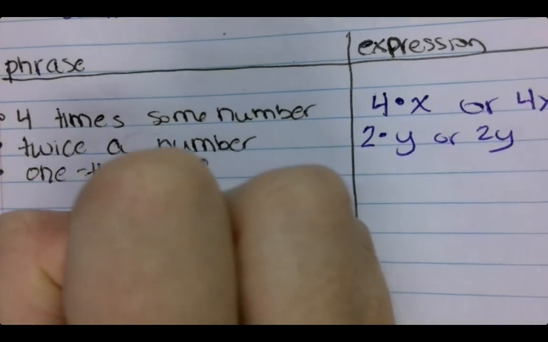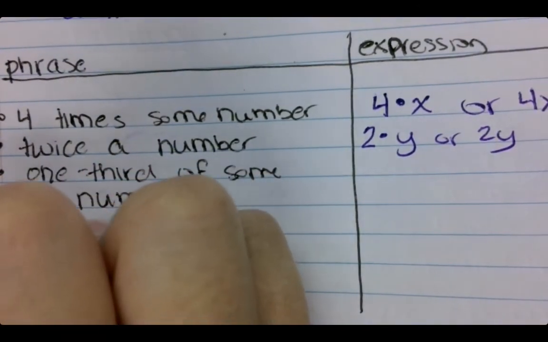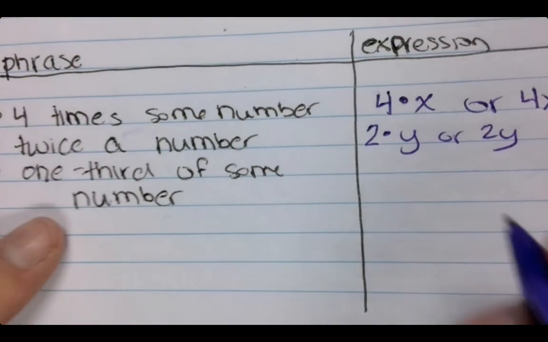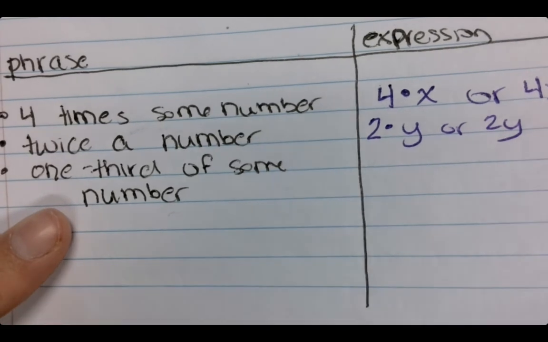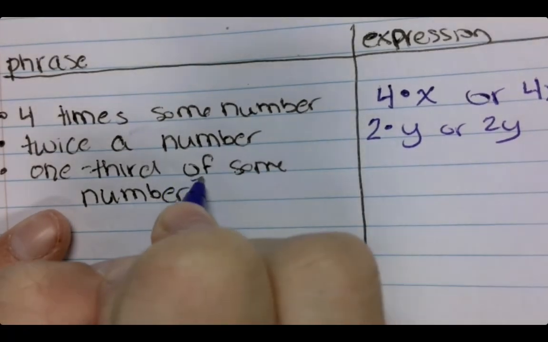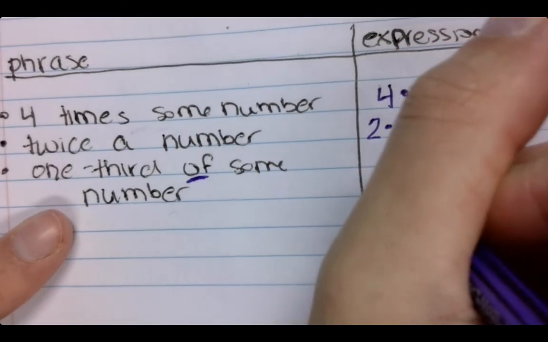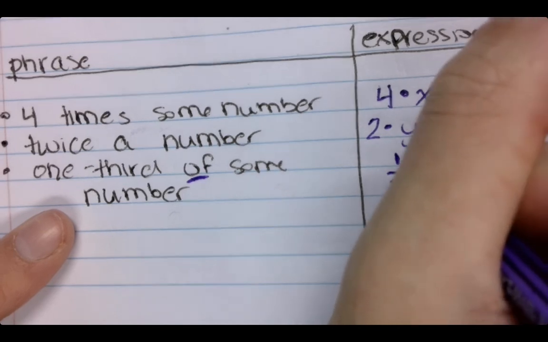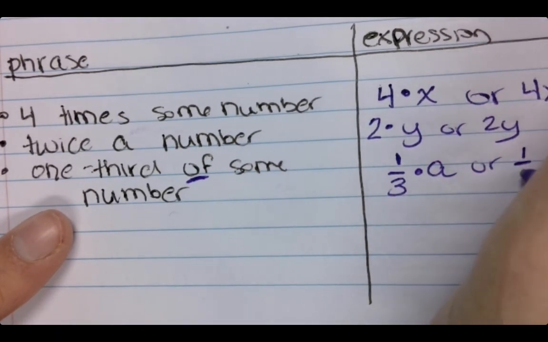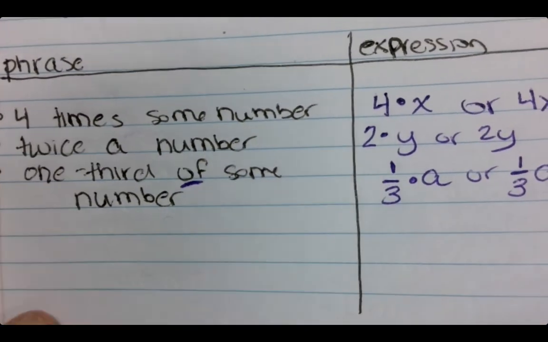All right. 1/3 of some number. Anytime you have a fraction like this, where it says 1/3 of, this of means multiply. So we take our 1/3 and we are going to times it by a letter. Or again, we could just have 1/3 that letter. Okay? They're saying the same exact thing, even though they look different.